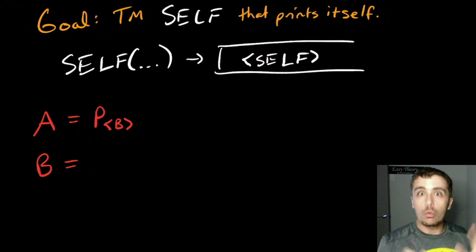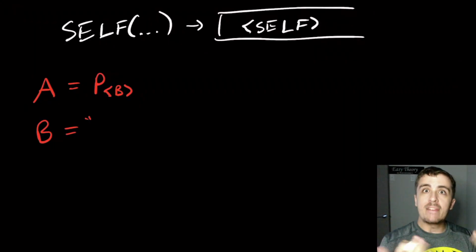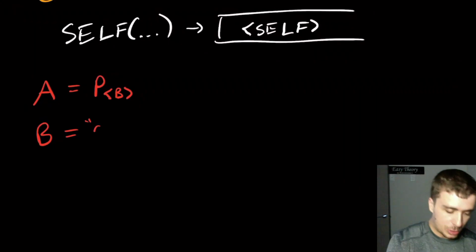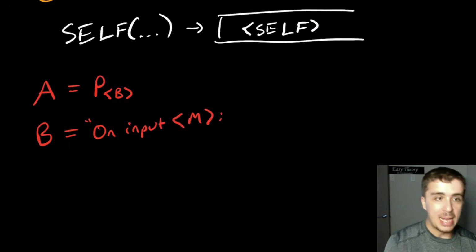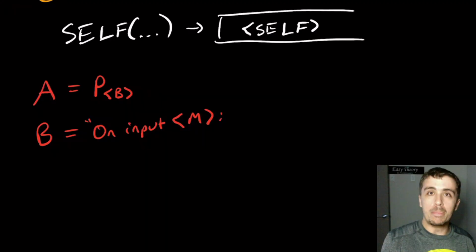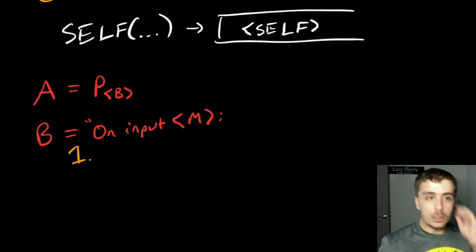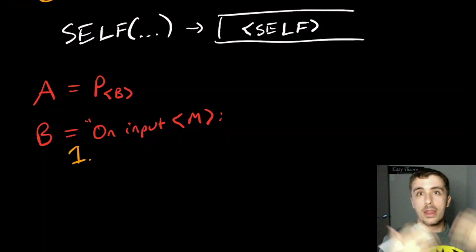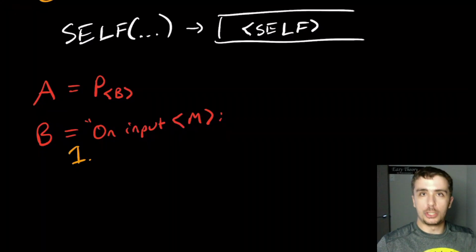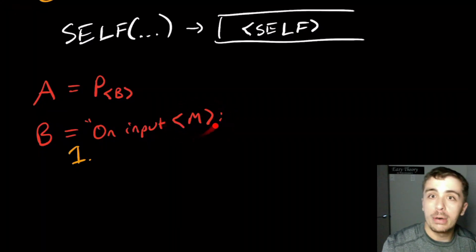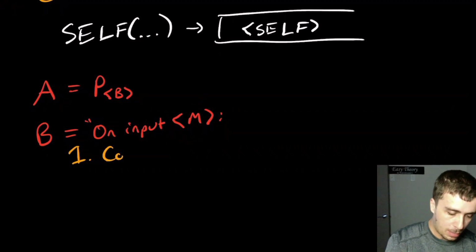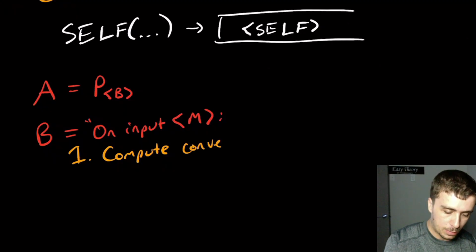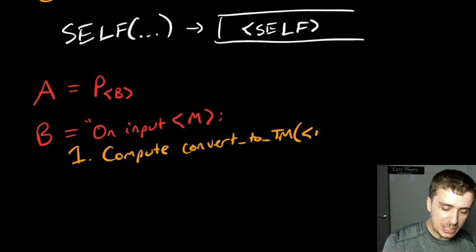Here's how it's going to work. So B, we're going to write the instructions for. It's going to be given an arbitrary Turing machine. So on input, some arbitrary Turing machine M, which is going to later be B itself. The first stage is to compute the Turing machine that corresponds to this arbitrary Turing machine M right here. So compute the conversion function, so convert to Turing machine of this encoding.